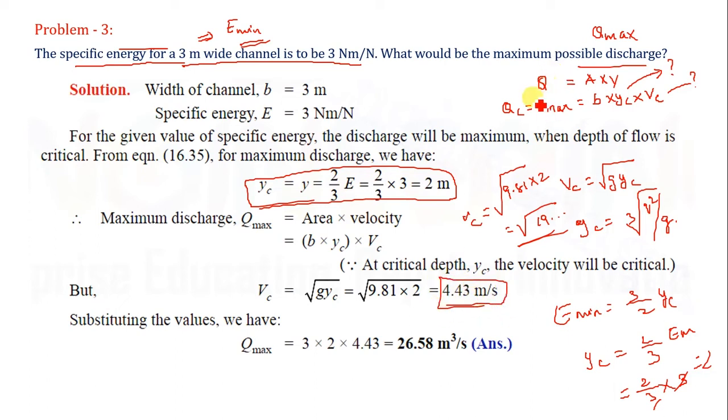So now what is the equation for maximum discharge? Area into velocity, or B into Yc into Vc. So what is B? 3 meter wide channel. What is Yc? 2. And the velocity is 4.43. So 3 into 2 into 4.43, you get 26.58. So this is the critical or the maximum discharge in this channel.